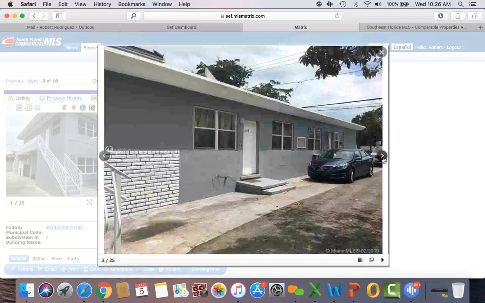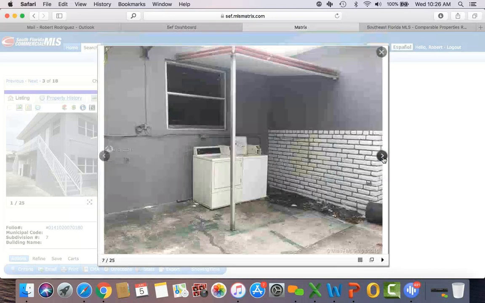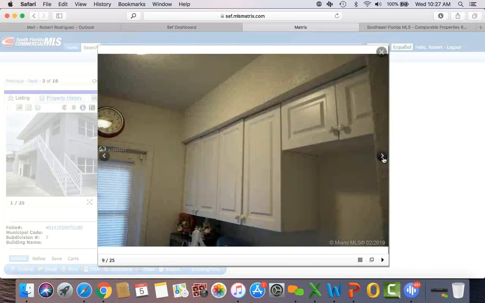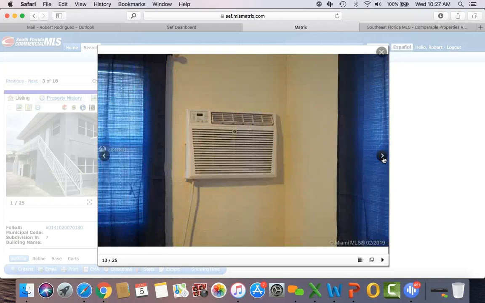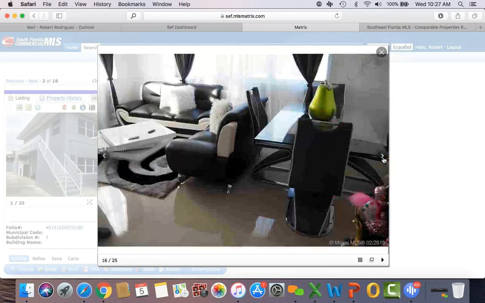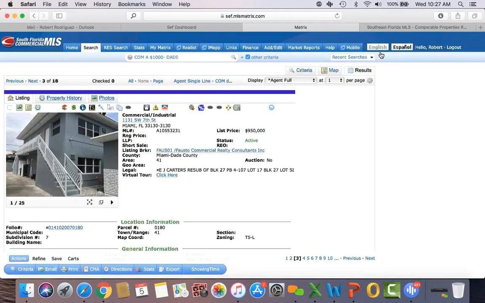Now, we can always check the photos. Perhaps the subject property is updated and they have reasons why they want to sell so expensive. I don't really see any updating with this property. So my opinion based on the market is that this is overpriced.